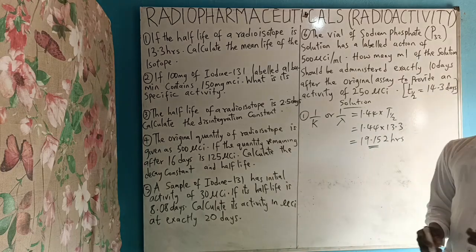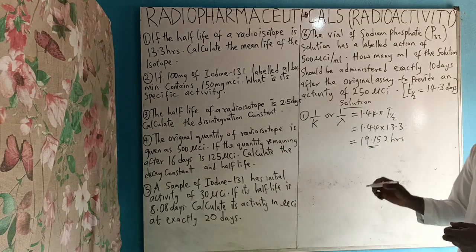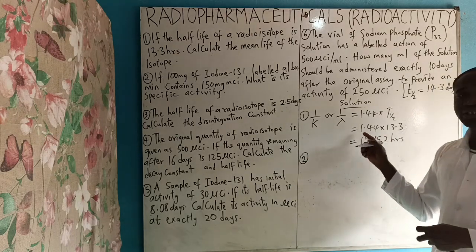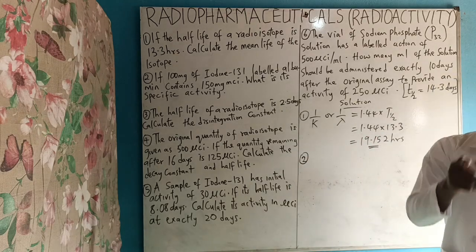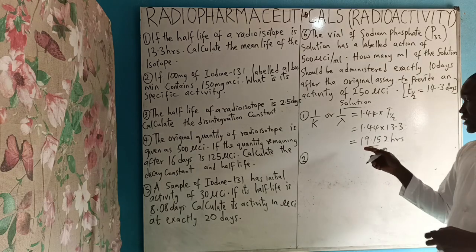So try to use your calculator to cross-check it and know if I am correct or if I am not correct. Okay? Question number 2. As you use your calculator to check it out, use the comment box below and tell me yes, I am correct or I am wrong at a particular point in this calculation.